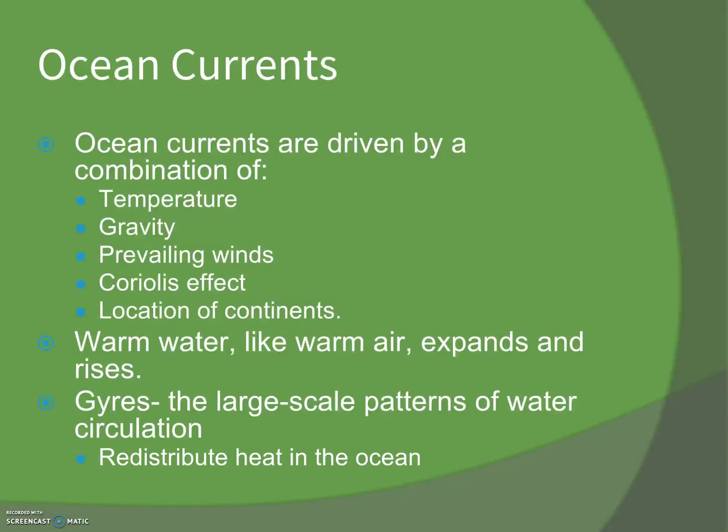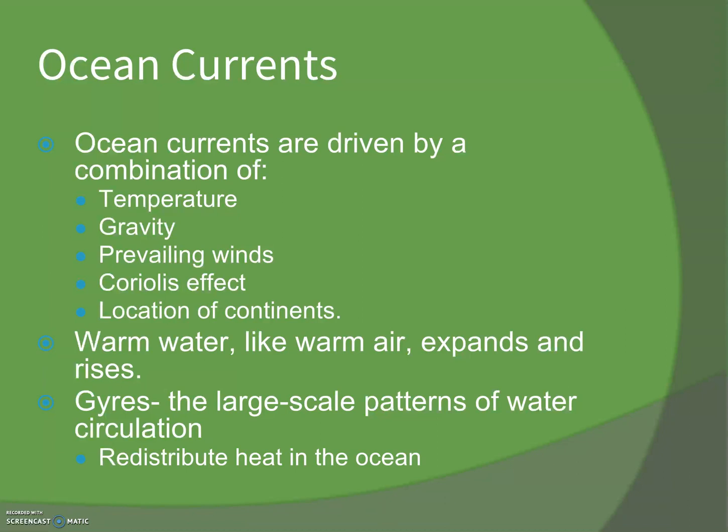Looking at ocean currents, they are driven by a combination of temperature, gravity, these prevailing winds, and the Coriolis effect. All of these things come into play, as does the location of the continents. We have a lot of things that are influencing our ocean currents, so it's not just cut and dry, this is why this happens. There are all these things that can impact our climate, our currents, and our air.